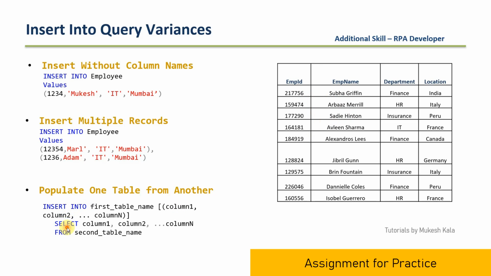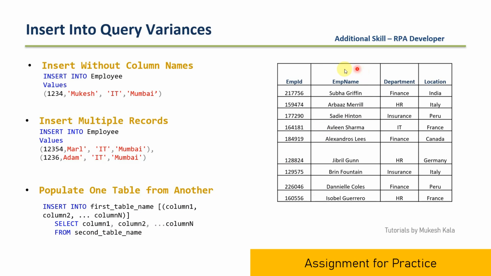Then you have to write this statement which says select column 1, column 2, column 3 from the second table. So from this second table, these 3 column values will be populated in the first table. So this is an assignment which I want to give to you guys and I want you to practice this.